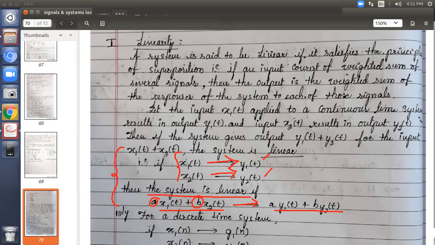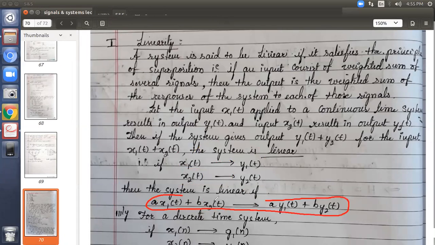If x1 is the input and y1 is the output, similarly if x2 is the input and y2 is the output, then when we say that the system is linear, this should be satisfied: a x1 plus b x2 should give a y1 plus b y2. So when we are solving problems, we should try to check this. If you have individual x1 and x2, and you add them, you should get y1 and y2. So in the problems, we are basically looking for this equation.